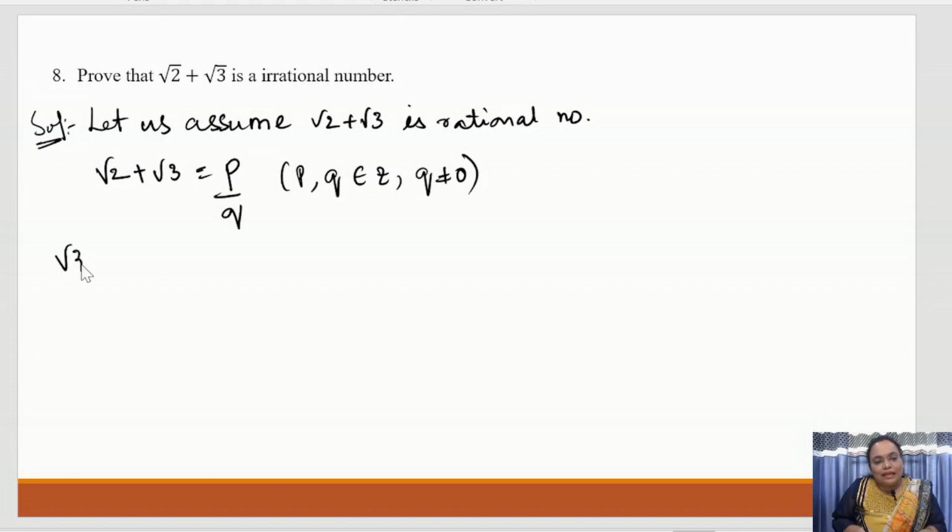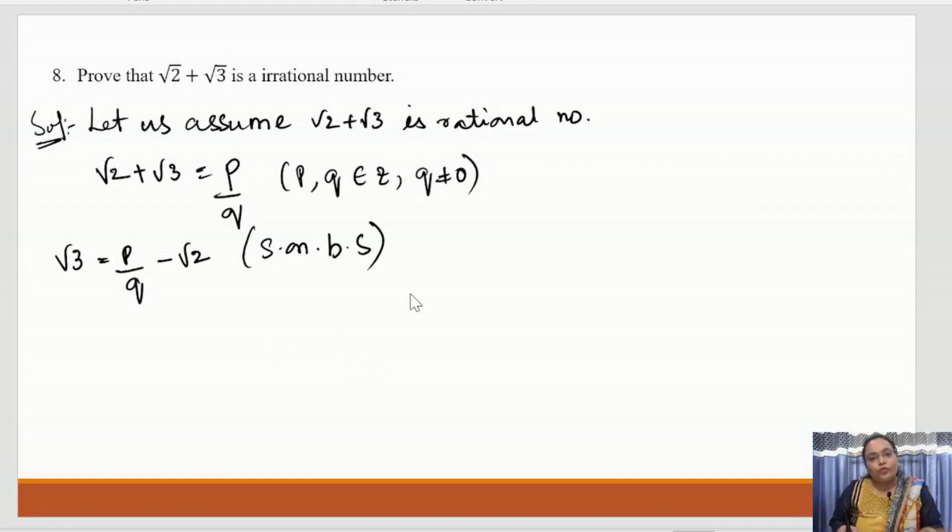Now let us keep root 3 in RHS and send root 2 to LHS. So this will be P by Q minus root 2. Okay, so let us do squaring on both sides. See, these kind of proving problems, they are same steps to follow. Okay, if you are perfect in one problem, it is same steps for all the problems, only the numbers change. Clear?